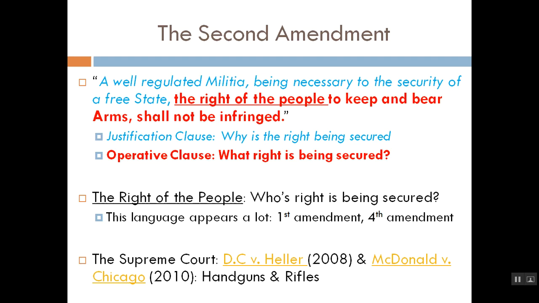The right of the people is heavily discussed by the court in its opinion in D.C. versus Heller. And in this particular case, what they're going to point out is that, look, this language, the right of the people, appears elsewhere in the Constitution. It appears in the First Amendment, and it appears in the Fourth Amendment when it protects us from searches and seizures. So the First Amendment, for instance, says the right of the people peaceably to assemble and to petition their government for redress of grievances.